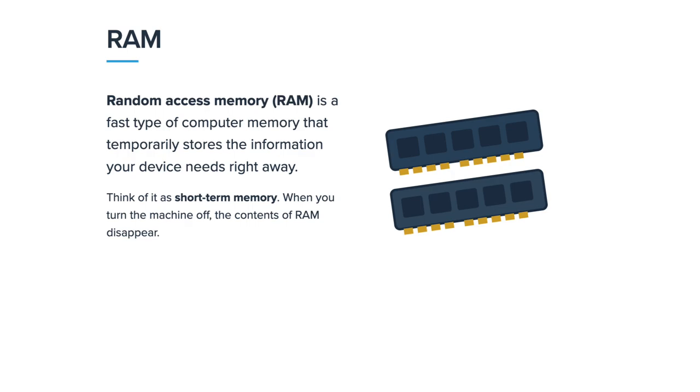Next up is RAM, or Random Access Memory. This is a fast type of computer memory that temporarily stores the information your device needs right away. Think of it as short-term memory. And the keyword is temporarily. When you turn the machine off, the contents of RAM just disappear. They're gone. That's why you save your work to storage, which we'll talk about in just a minute.